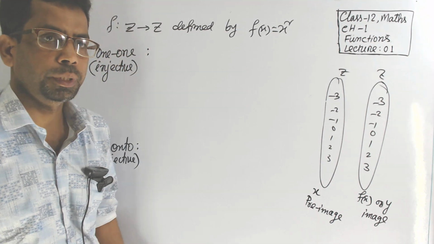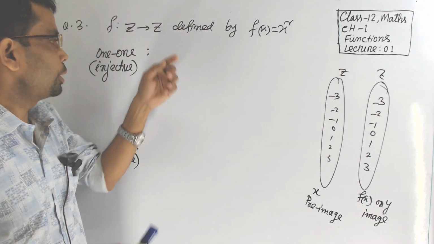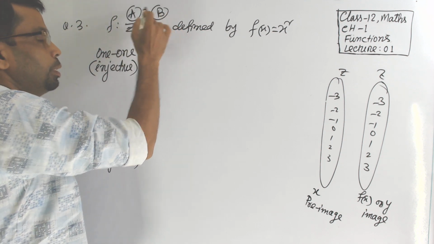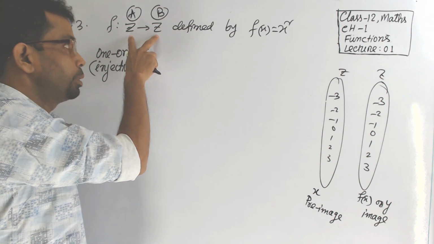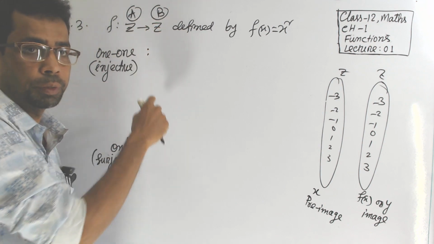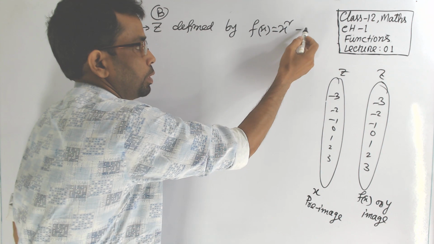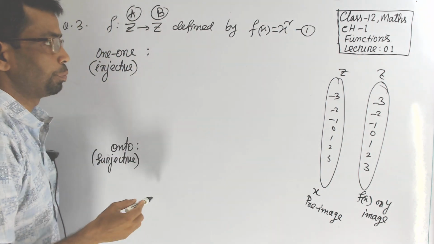The next question I am taking is a function from Z to Z, integers to integers, we will mark it A and B. In this case both the sets are the same, but in some cases the sets may be different. Then we have to very carefully write A and B in the right places to keep the order correct. The function given is f(x) = x squared, and we are going to check it for one-one and onto.